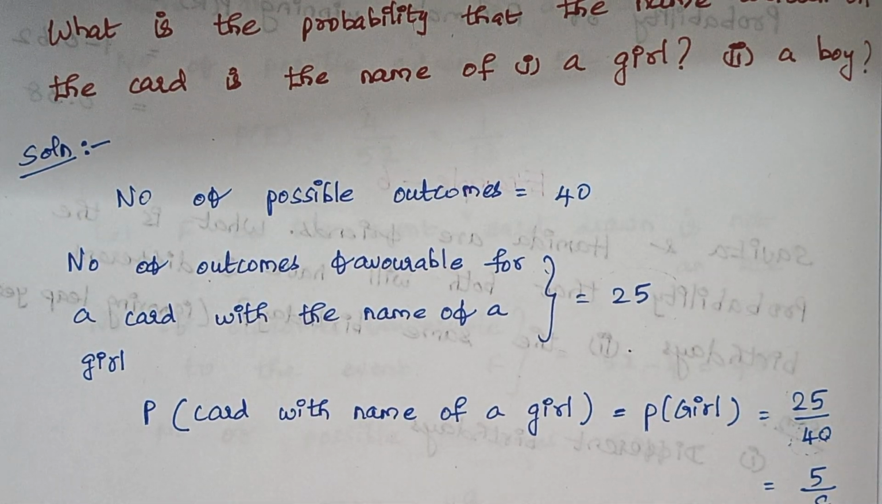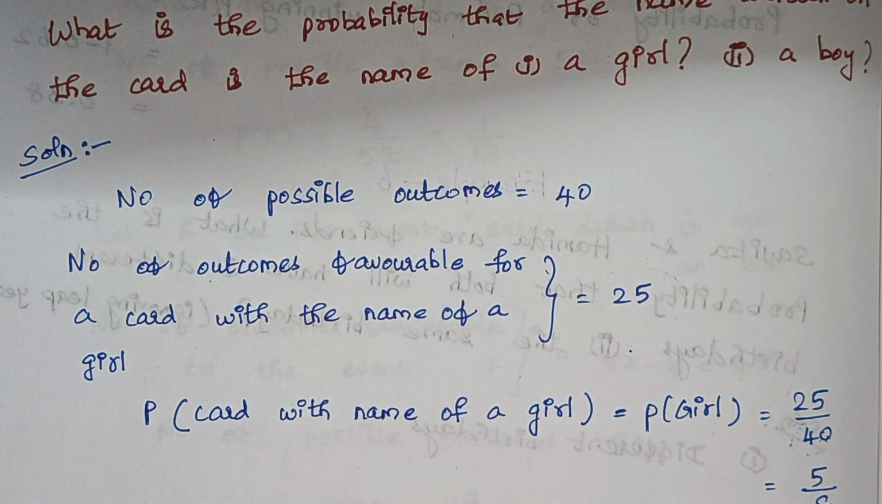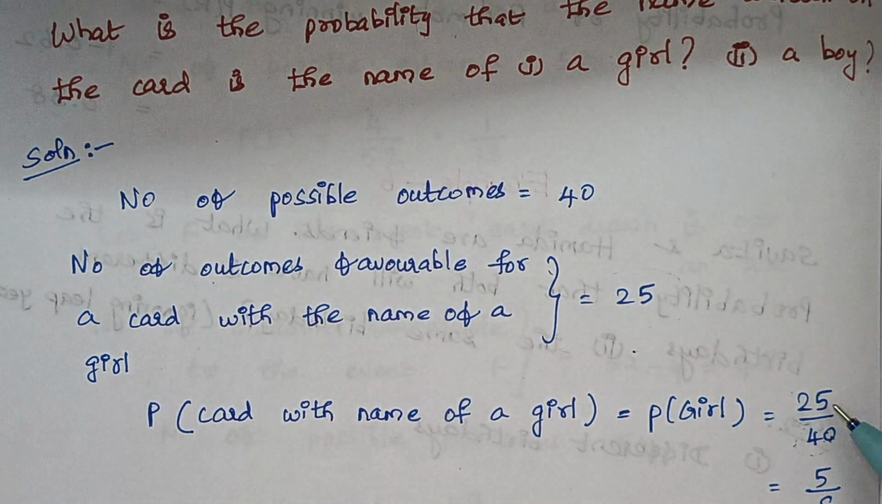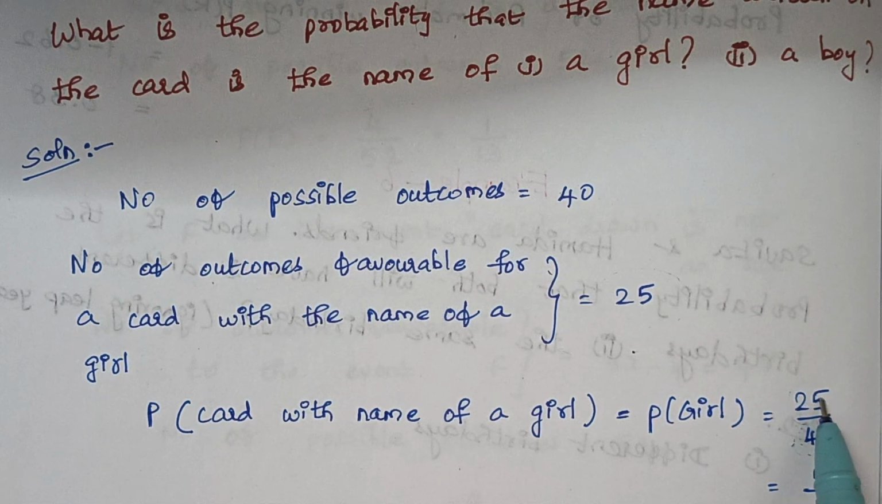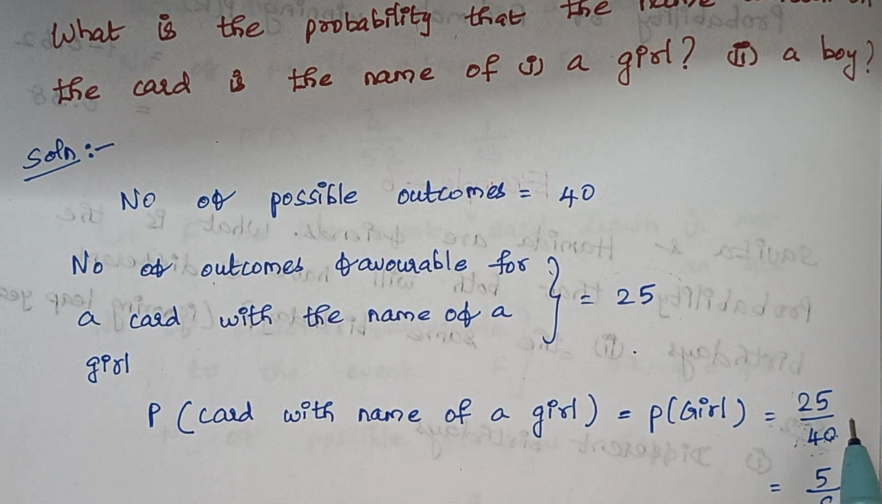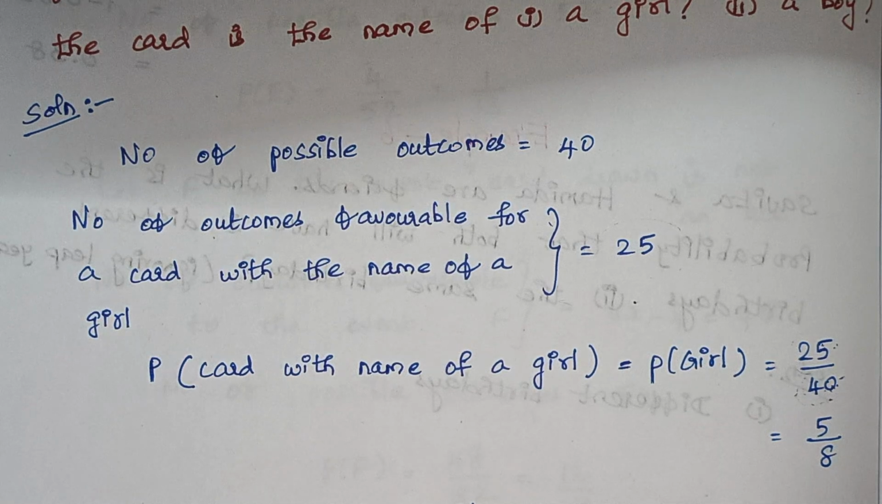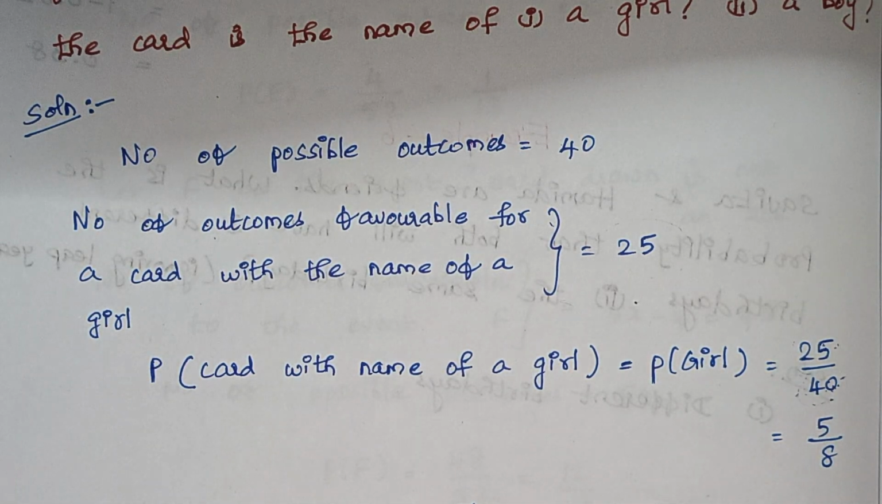Now we are going to find the probability of selecting a girl's name. Totally there are 25 girls, and only out of these 25 girls will we be selecting one. The total number of possible outcomes is 40. Out of 40 students there are 25 girls, right? So the probability of selecting a card with a girl's name is 25 by 40. Cancelling by the fifth table, 5 fives are 25 and 8 fives are 40. Therefore the probability value is 5 by 8.